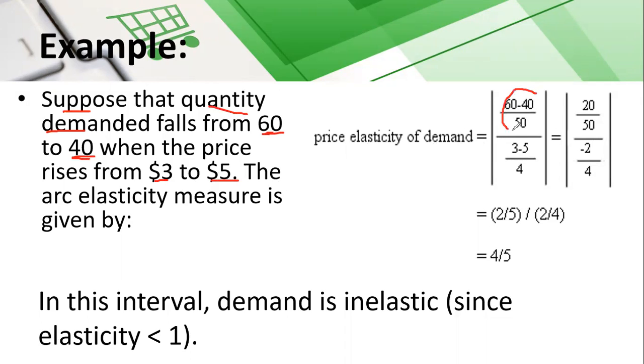So simplify this, it becomes 2 over 5. Simplify this, it becomes 2 over 4. And then transposing, we have here 2 over 5 divided by 2 over 4. So our answer now is 4 over 5. If you divide 4 by 5, guys.